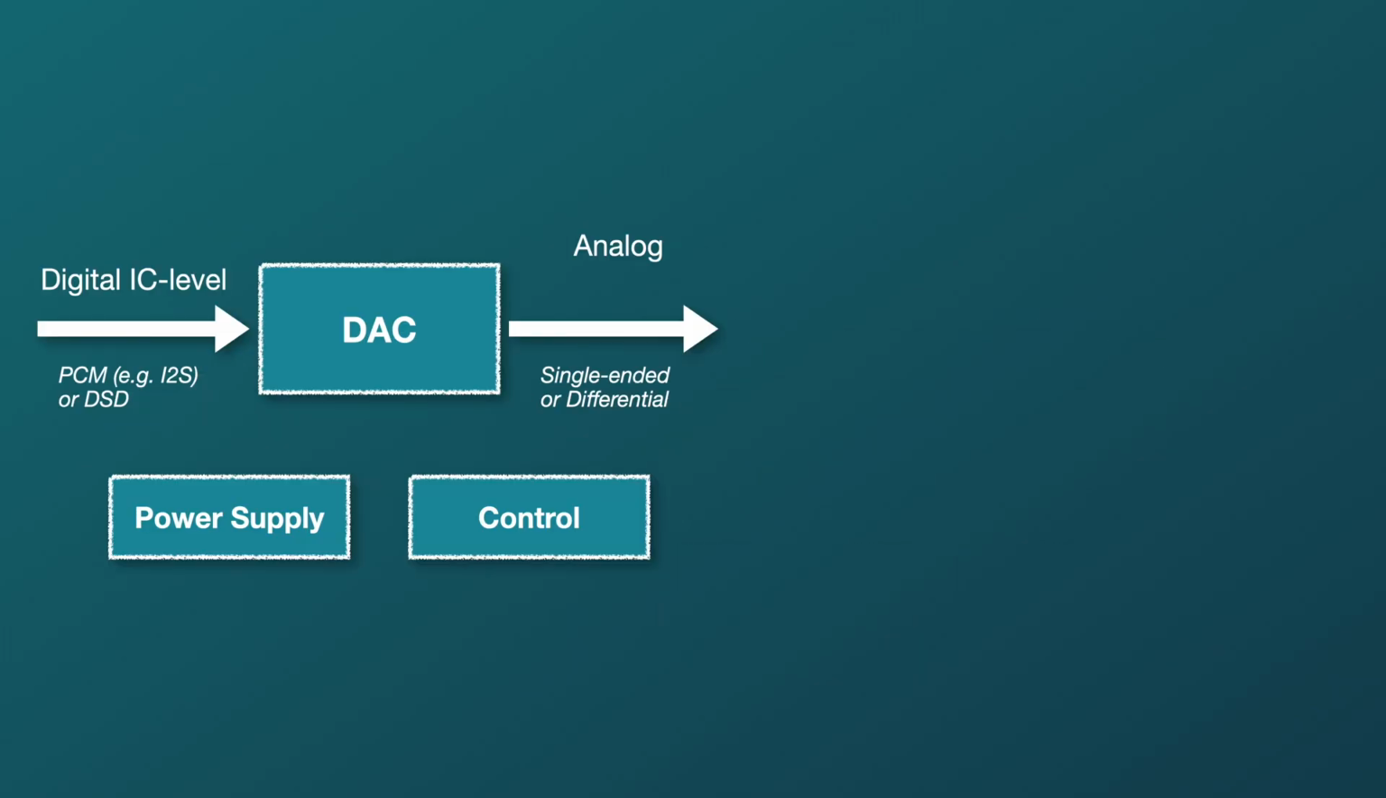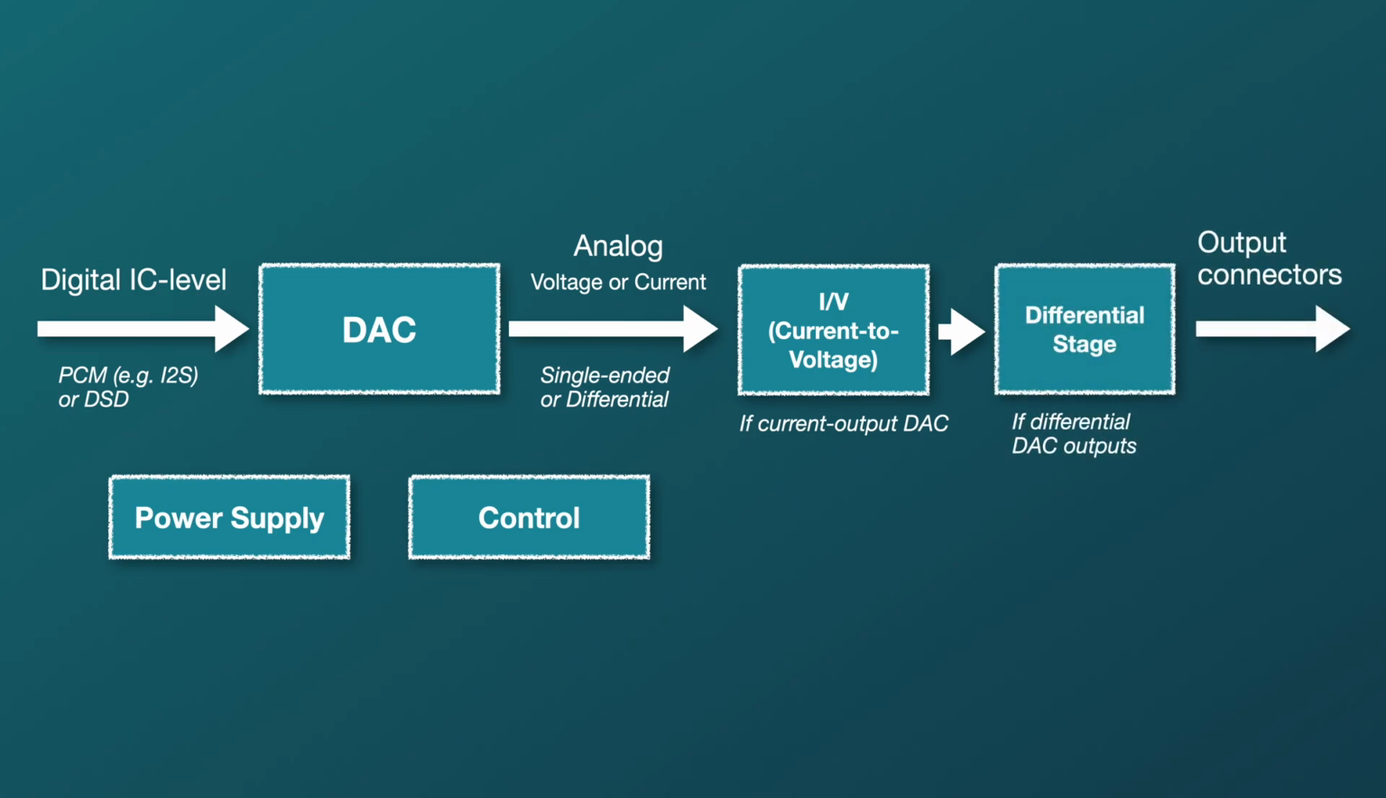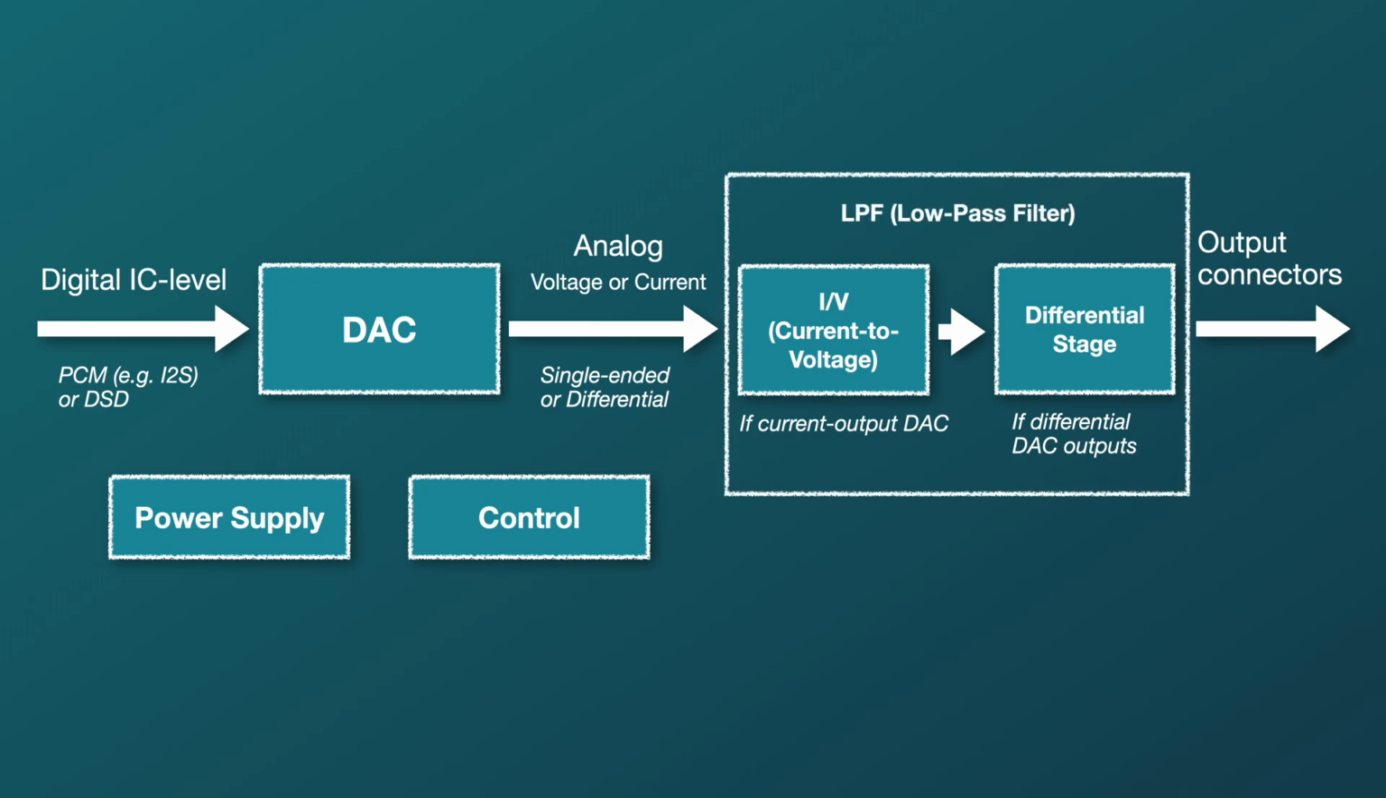In the converter, the analog output can be voltage or current. If it is a current output, we need an IV, current to voltage, conversion. And if it's differential output, we also need a differential stage or fully differential amplifier, depending on whether the outputs are RCA or XLR. To this output stage, we also integrate a low pass filter to get rid of high frequency components from the DA conversion. And what we see here now is a generic kind of low level DAC.